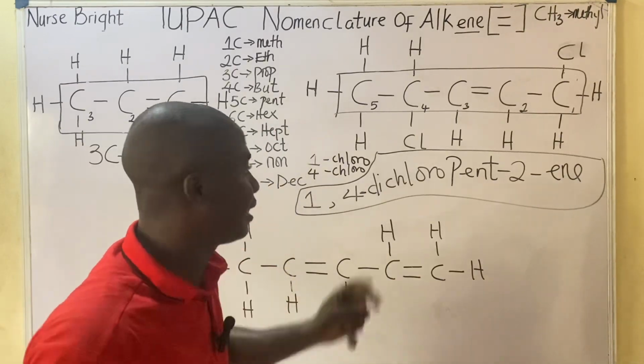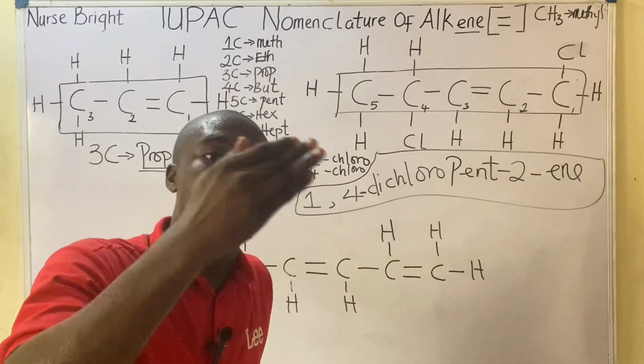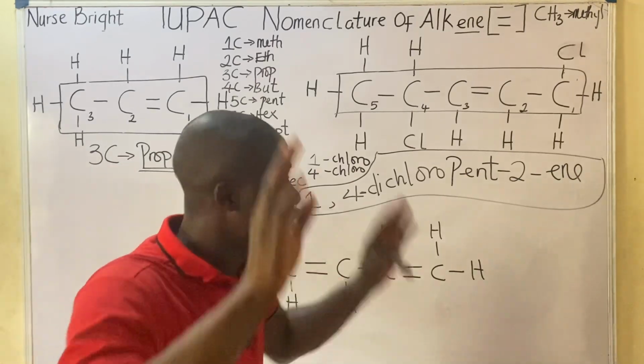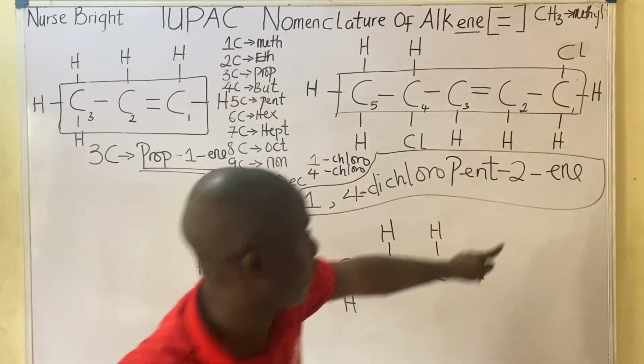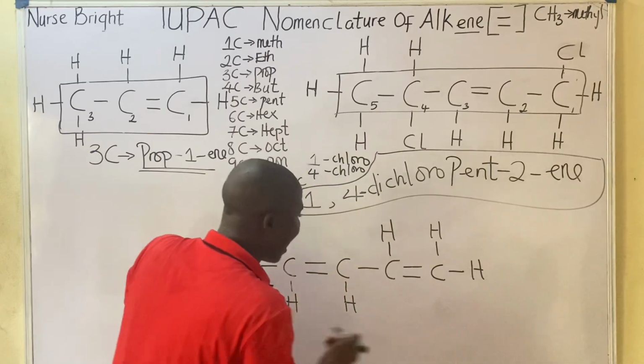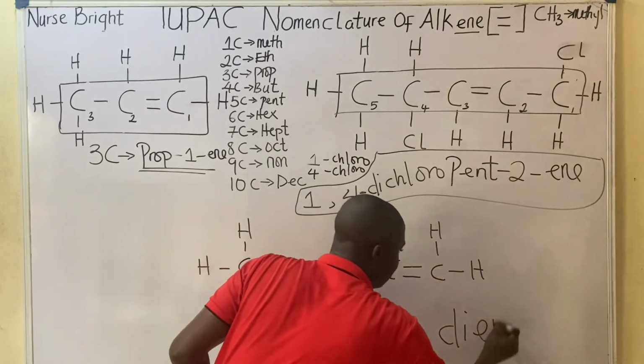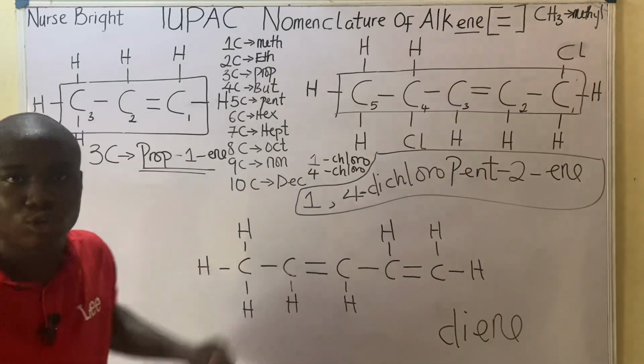Do you understand? Because it has 2. If it has 3, we'll call it a triene. Di means 2, tri means 3. But if it's just one, you call it ene, as you are seeing here. But now this name should end with diene because it has 2 of this group.